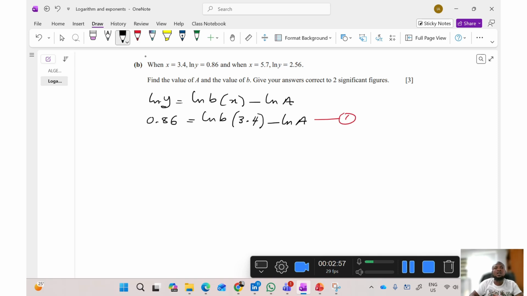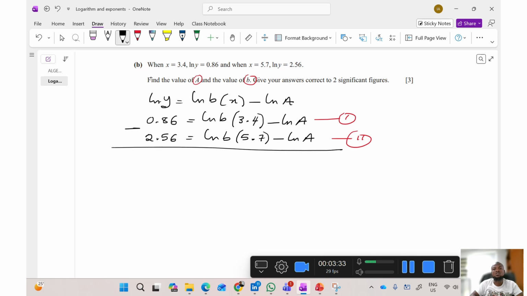Okay. It further states that when x is 5.7, ln y is 2.56. So 2.56 is equal to ln b times 5.7 minus ln a. Okay, so this is equation 2. Since we are asked to find the value of a and b, we have to solve this simultaneous equation. I hope this is understood. If you take a look at this, we have ln a in both, so we can use the elimination method easily to solve this simultaneous equation.